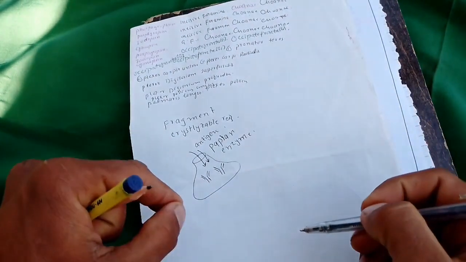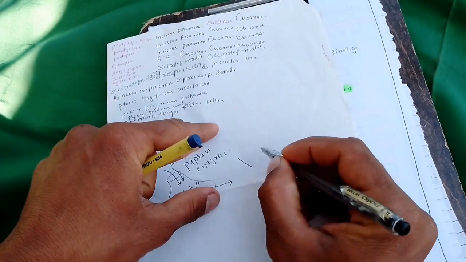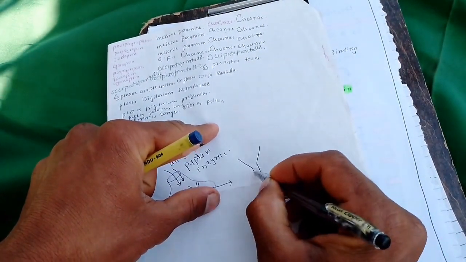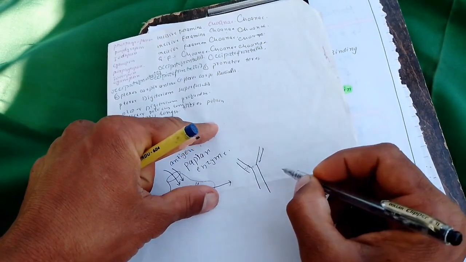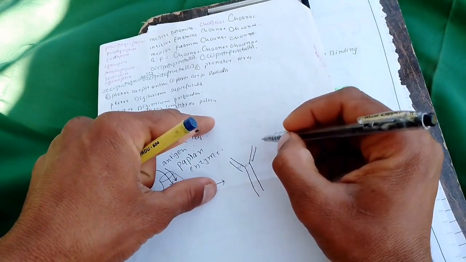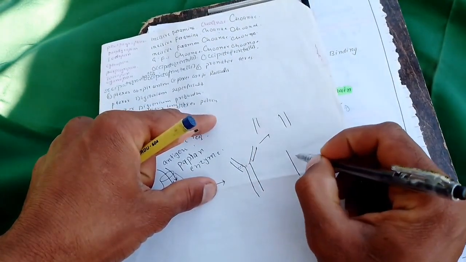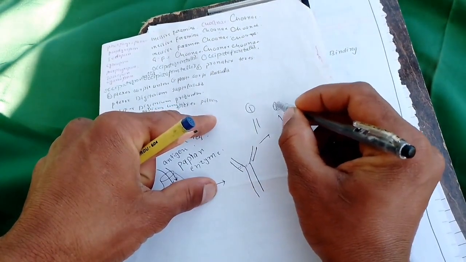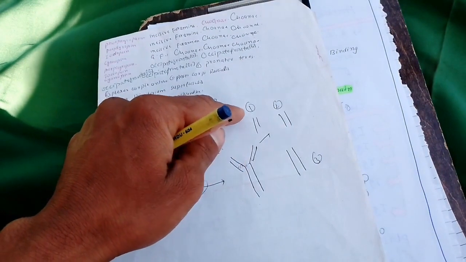When we add peptide enzyme and antigen, then this is antibody. This is an antibody which is held together by disulfide bonds. Then this antibody is broken down into three portions. One portion is here, another portion is here, and the other portion is here: 1, 2, and 3.